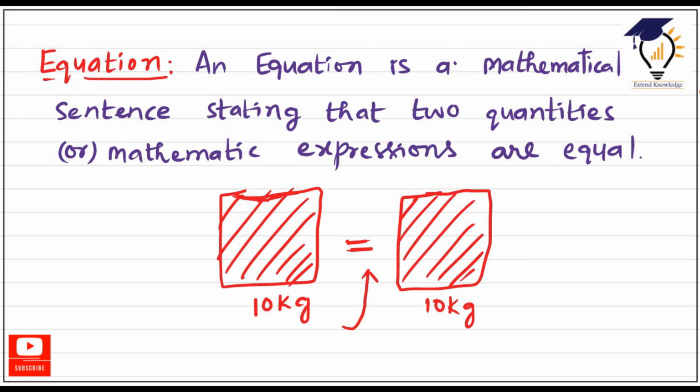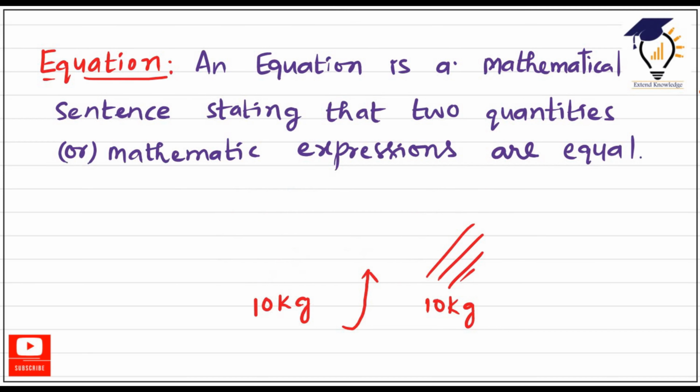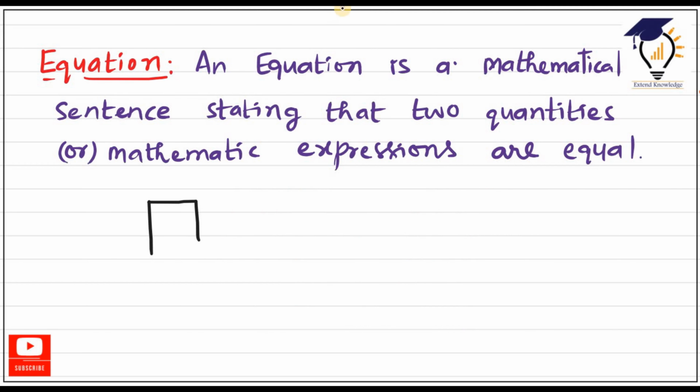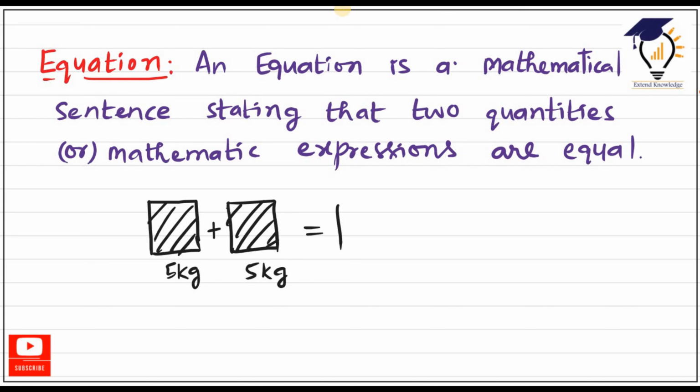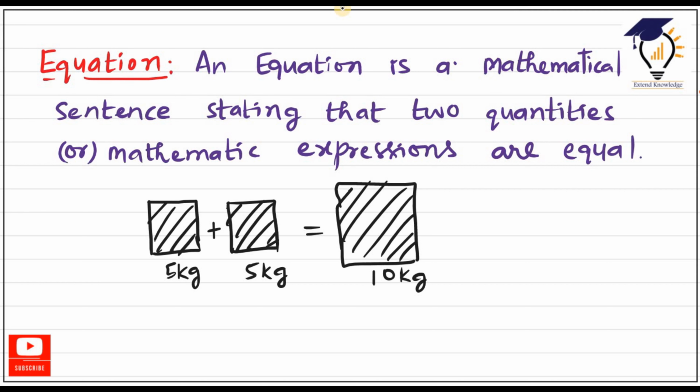I'll show one more example with a different figure. I'm taking two small blocks here, where each block is 5 kgs, which in total you know is equal to 10 kgs. So this block is equal to 10 kgs. What this means is a 5 kgs block plus a 5 kgs block equals a 10 kgs block. This is an example of an equation.